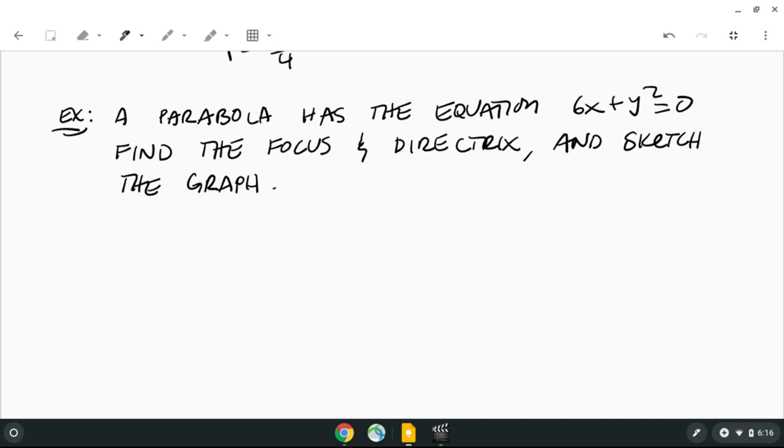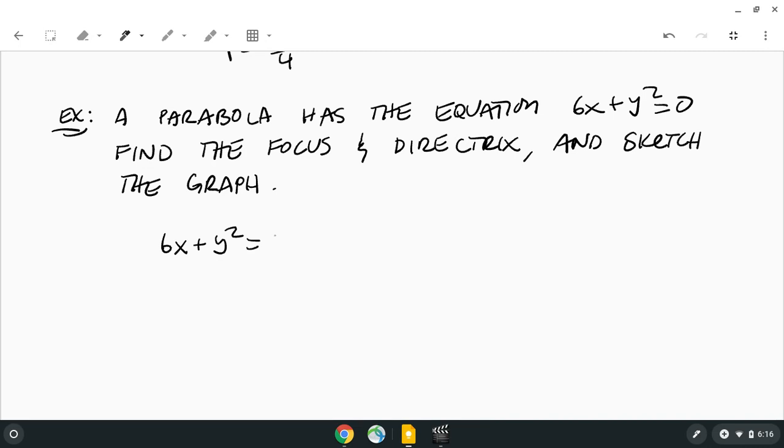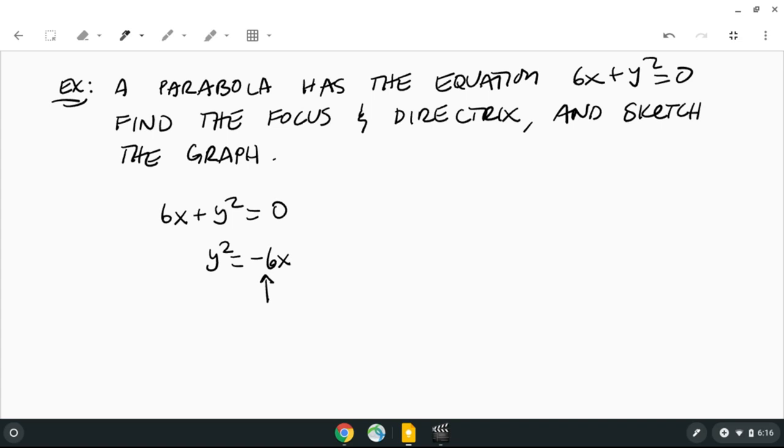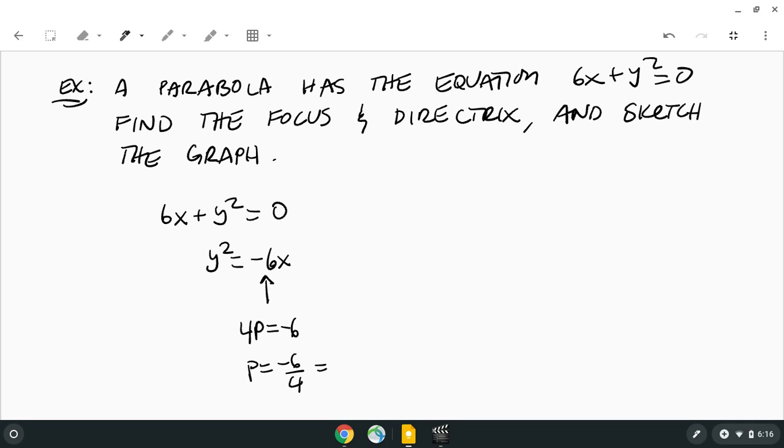All right, so let's get that equation written in that standard form where the x squared or the y squared is by itself. So I'm going to subtract 6x on both sides. So y squared equals -6x. So this is our standard form. And then right here, I'm going to find our p value. So 4p equals -6. So p equals -6/4, which is -3/2.